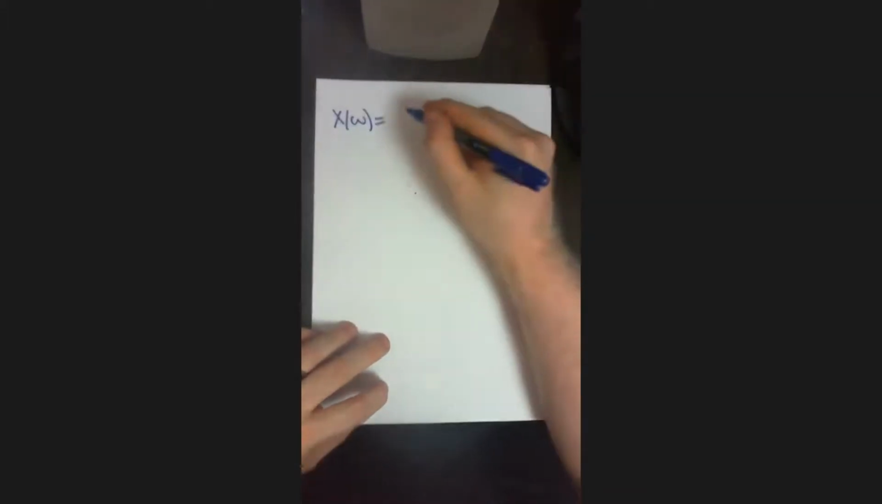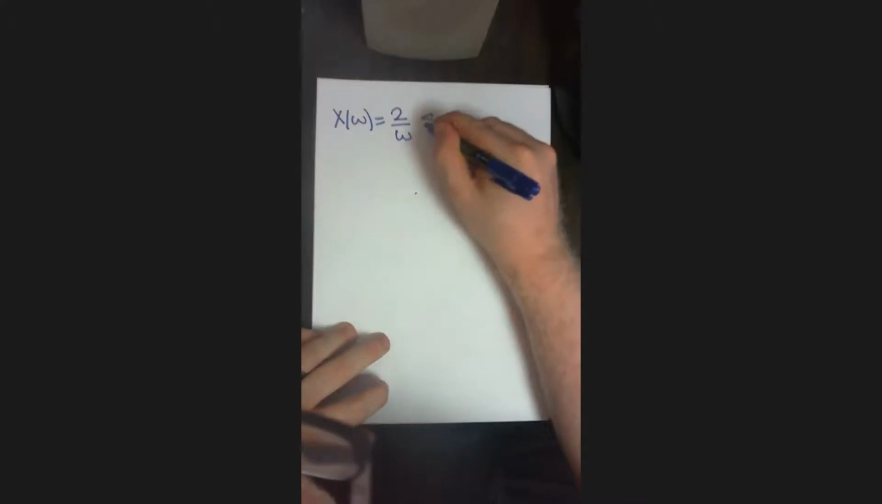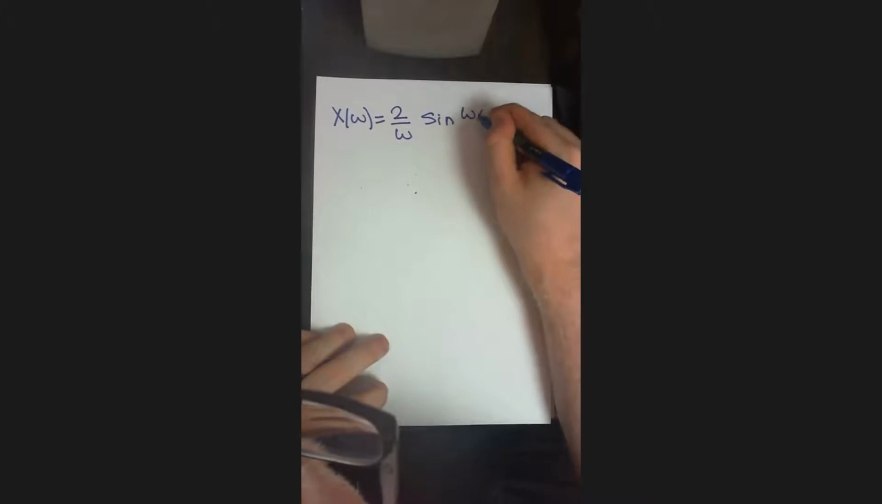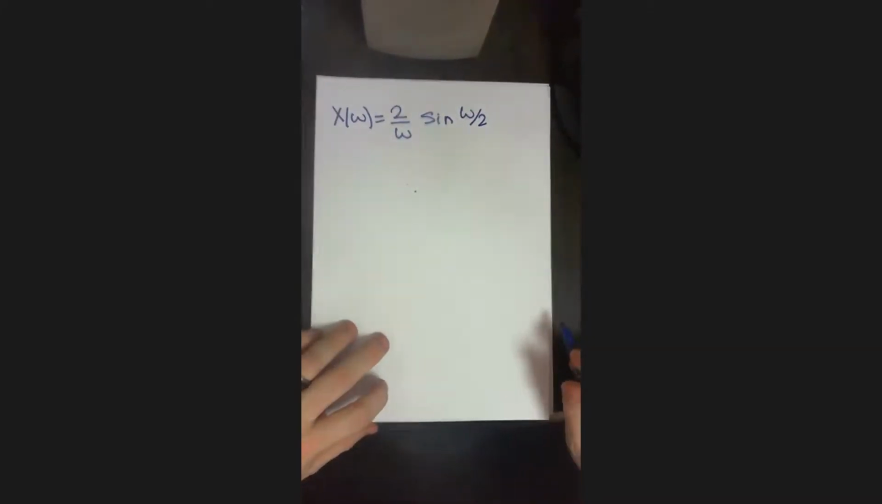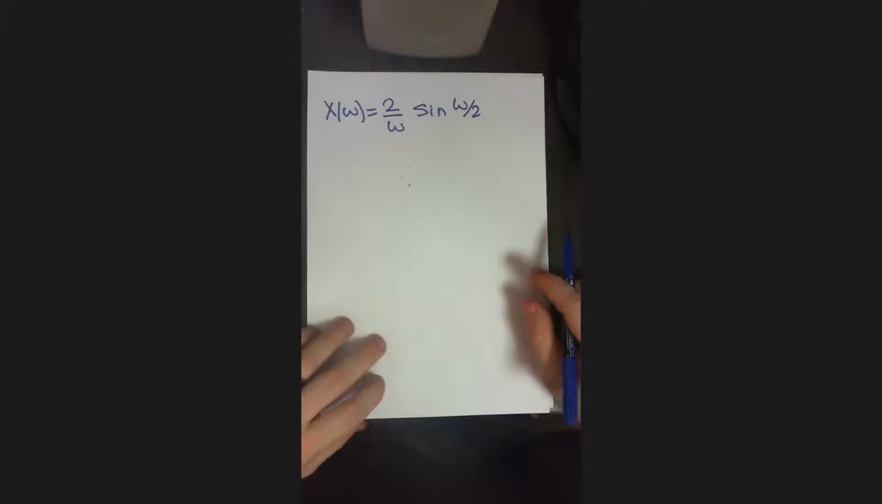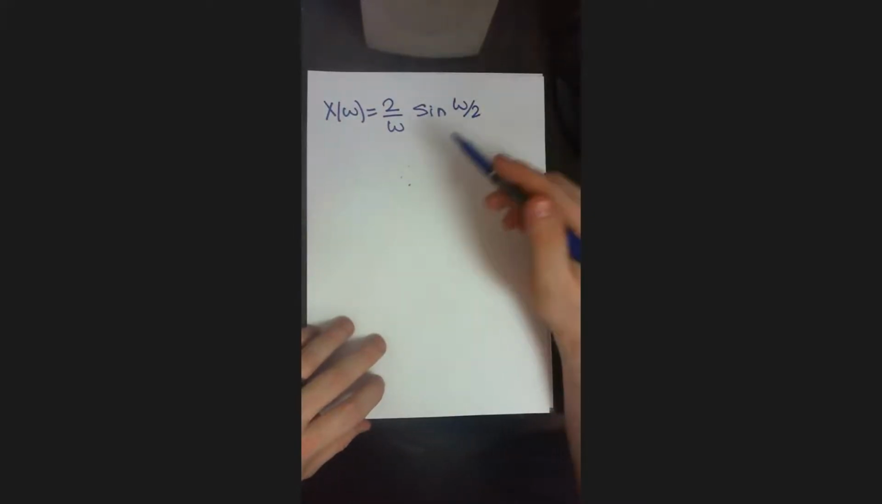So it will turn out that X of omega is equal to 2 over omega sine omega over 2. I think so. That's all. So this is the expression for the sinusoidal signal.